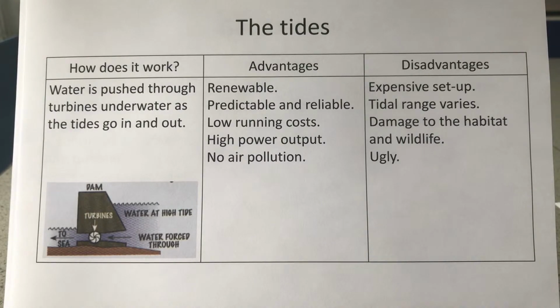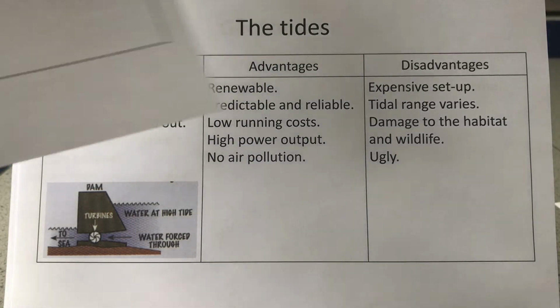How does it work? Water is pushed through turbines underwater, so it's kind of like wind turbines but for under the sea, and this is as the tides go in and out. It's renewable, it's predictable and reliable because the tides are predictable. There's low running costs, high power output, and no air pollution. Disadvantages: expensive setup. Tidal range varies, so in some places there'll be a big tidal range, other places a very low tidal range. It wouldn't be able to be used where the low tidal range is. Damage to the habitat and wildlife, and they look ugly because you see this dam above the water.